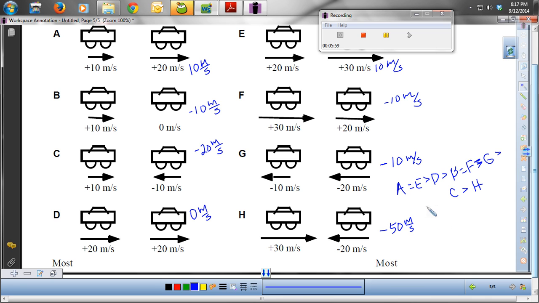So I said that A was equal to E, which is greater than D, B, F, and G, which are all equal, then C, and H. Okay, so we'll stop there and look at a few word problems.